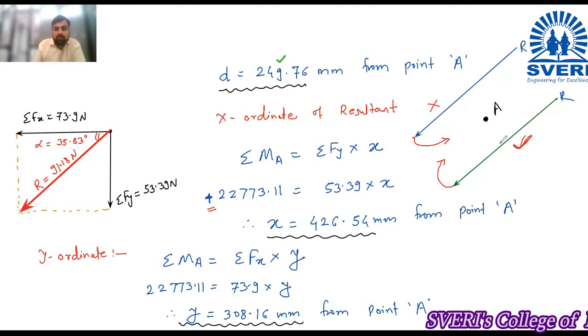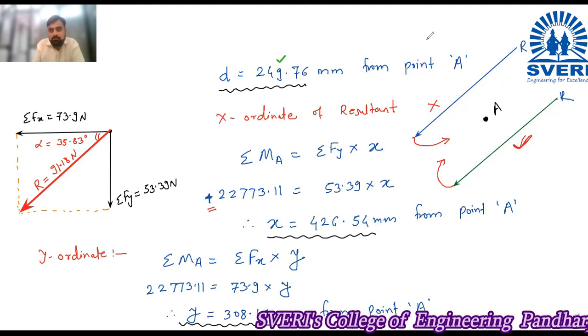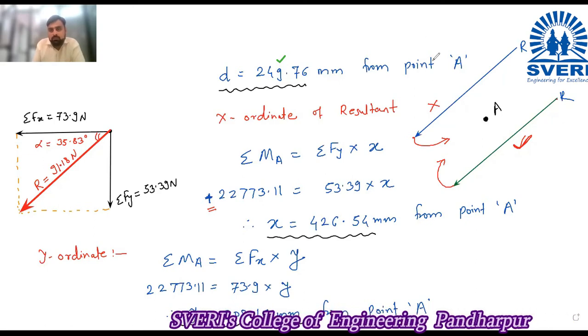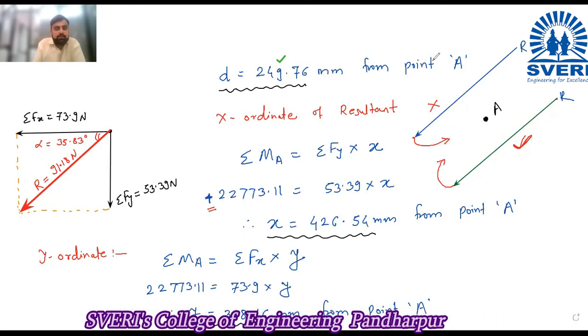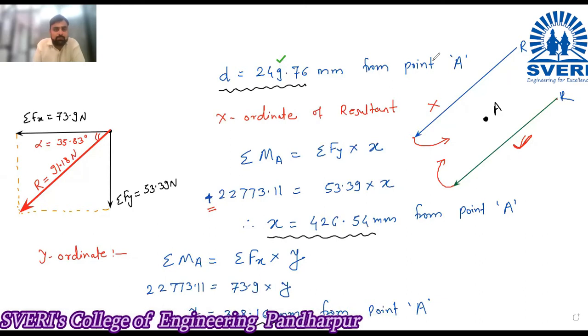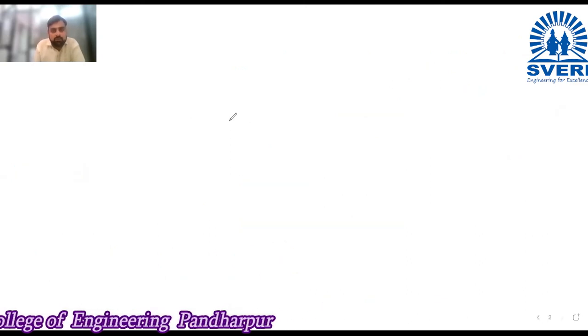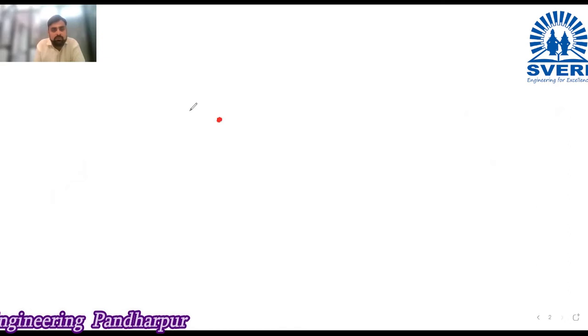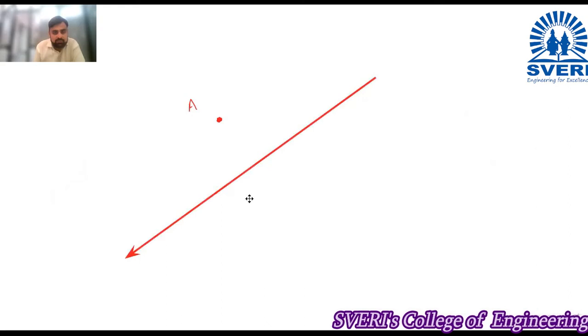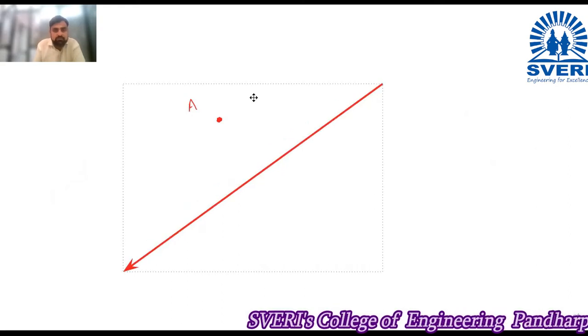Now we will draw the final diagram. I will draw it here. You also copy this. This is very important. So this is my point A. Now I will draw the resultant. This is the direction of my resultant.